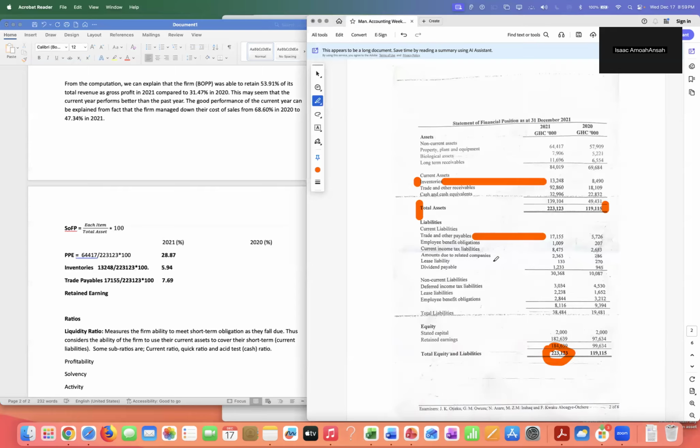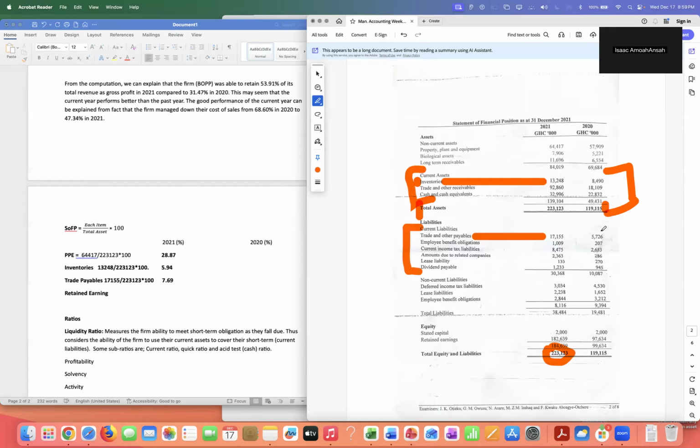Where do we have current assets? On this list, on this financial position, these are your current assets. How you are able to use your current assets to meet up your current liabilities. This one is your current liabilities.